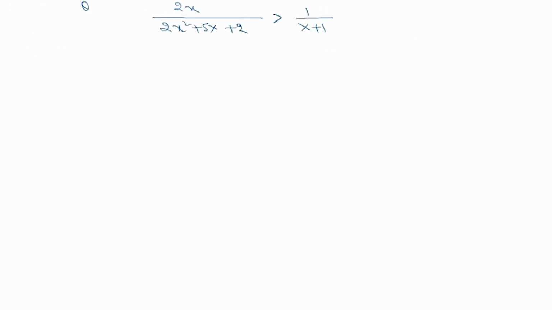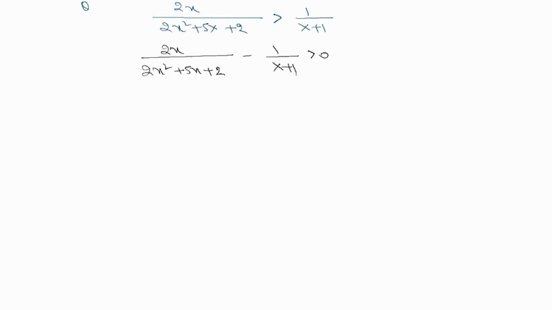Now again, it's a rational inequality. In this question, I cannot cross multiply because x plus 1 changes sign. So I cannot cross multiply on both sides. What I actually need to do is take it on the left hand side. So this is 2x upon 2x square plus 5x plus 2 minus 1 upon x plus 1, and it should be greater than 0.